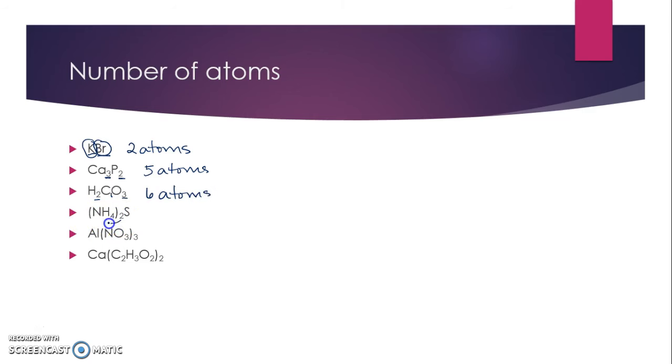In (NH4)2S, there's going to be 2 nitrogens. There's going to be 8 hydrogens. And there's 1 sulfur, which gives us 11. And Al(NO3)3, we have 1 aluminum. We have 3 nitrogens and 9 oxygens here, and that gives us a total of 13. And then for our last one, we have 1 calcium, we have 4 carbons, 6 hydrogens, because we multiply, we don't add, and 4 oxygens, which gives us a total of 15 atoms. Okay, just to review.